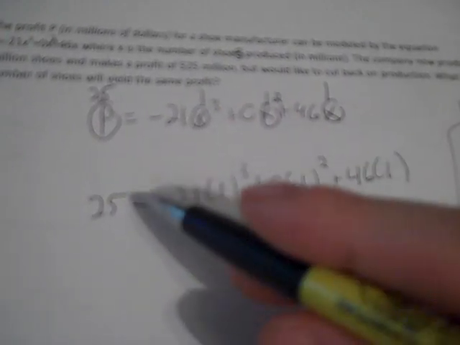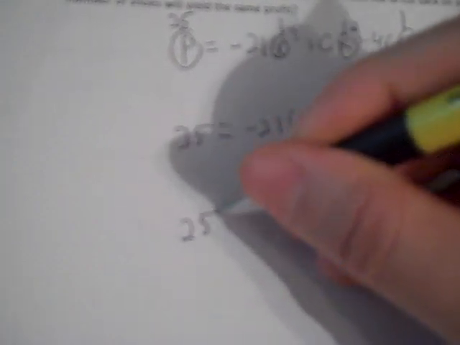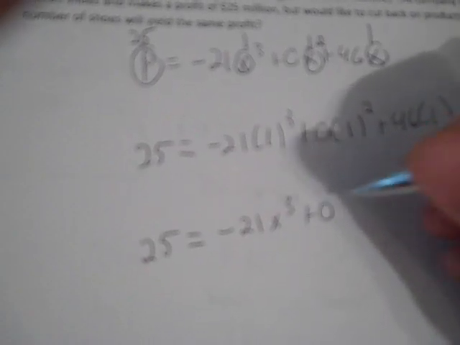Okay, now I still want to make sure that equation works. Negative 21 parentheses 1 to the third plus 0 parentheses 1 to the second plus 46 parentheses 1, and indeed they are making 25 million. So I still want to keep the P at 25 million, but I want to find different X's that can make 25 million. So the X has 3 solutions, and one of them we are already aware of. We are already aware of that X is 1.